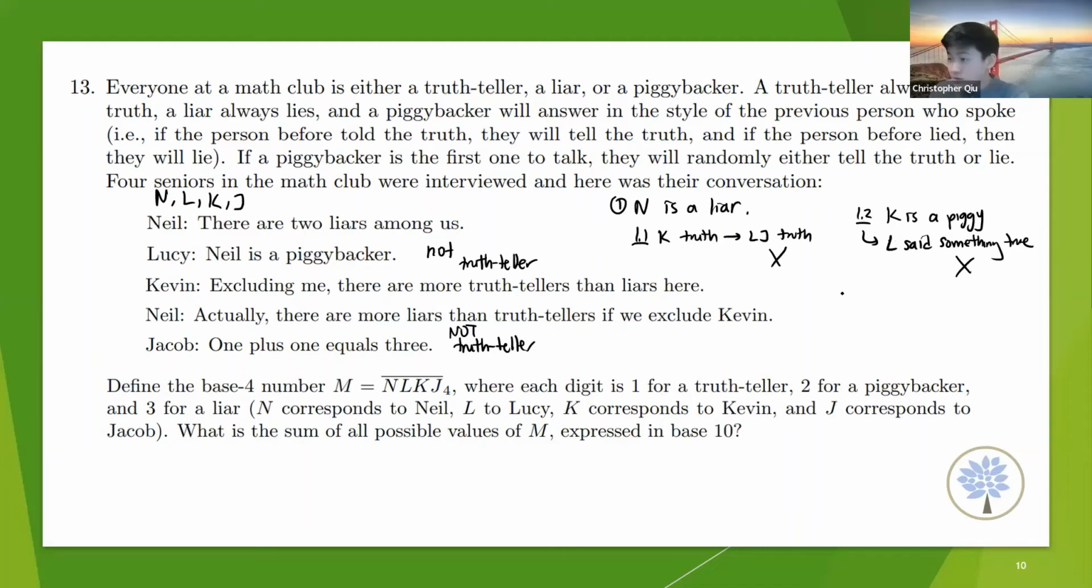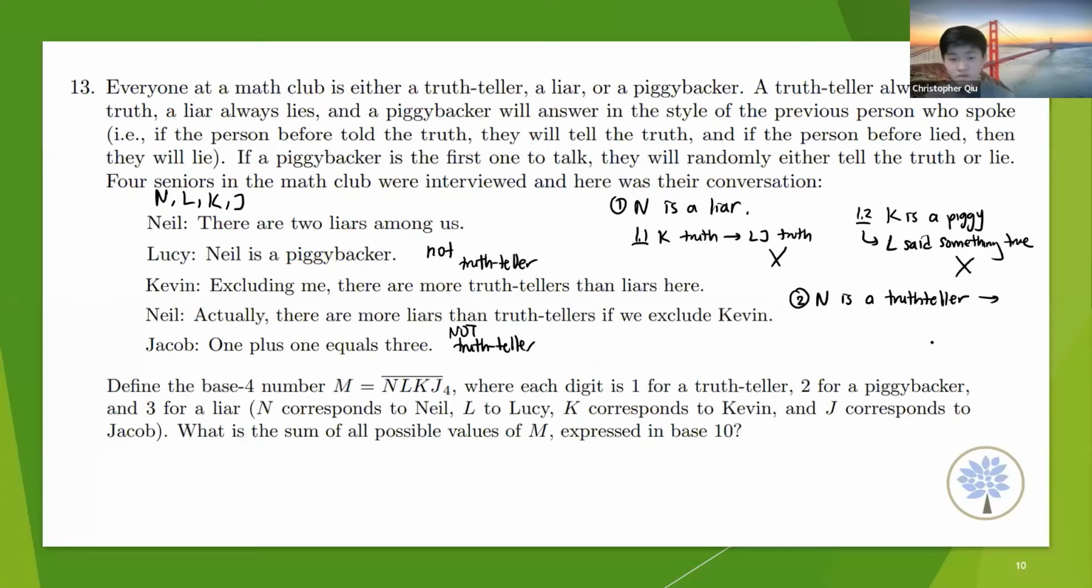If Neil is a truth teller, that means that what Neil said is right. So first, Neil said that there are 2 liars among us. So there are 2 liars among these 4 people. And then also, Neil said that there are more liars than truth tellers if we exclude Kevin. It's not too hard to see that the second condition really doesn't give us much.